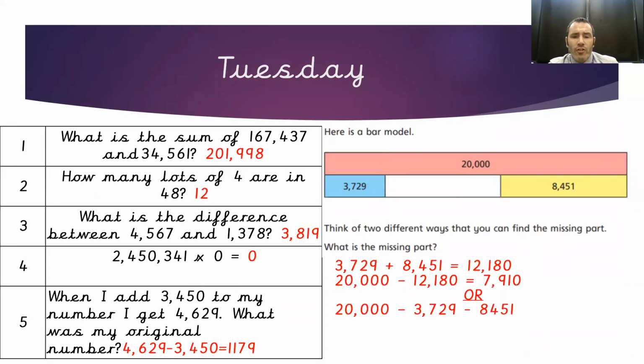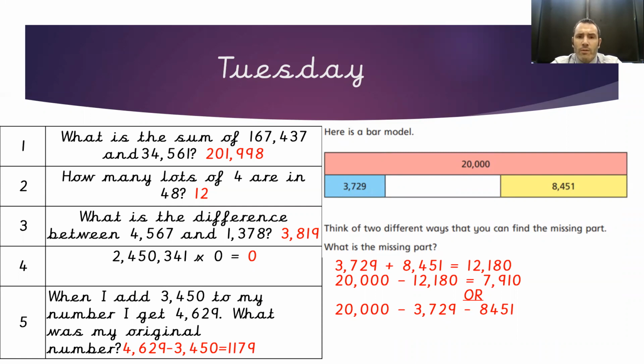Here are Tuesday's answers. Looking at the bar model, we have two parts out of the three that make up the number that goes in the bar model. We're trying to find what number will go in the white box. There are two different ways we can attack this question. The first one, we can combine the two numbers that we've got, so we can add them together. We've got 3,729 plus 8,451, which will give us a total of 12,180. We can then subtract that from 20,000 to find our missing number, which in this case is 7,910.